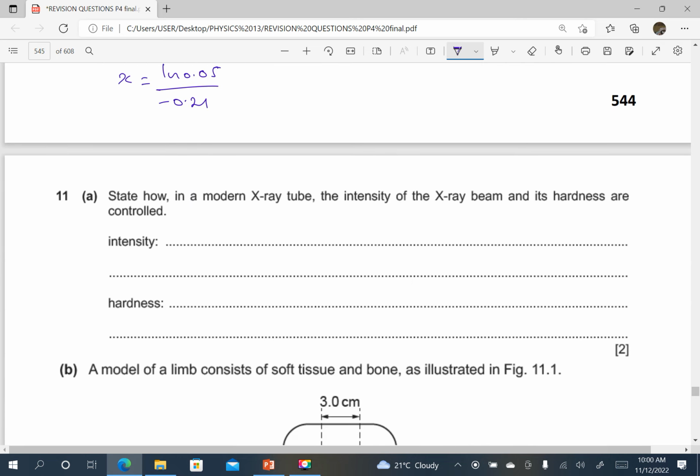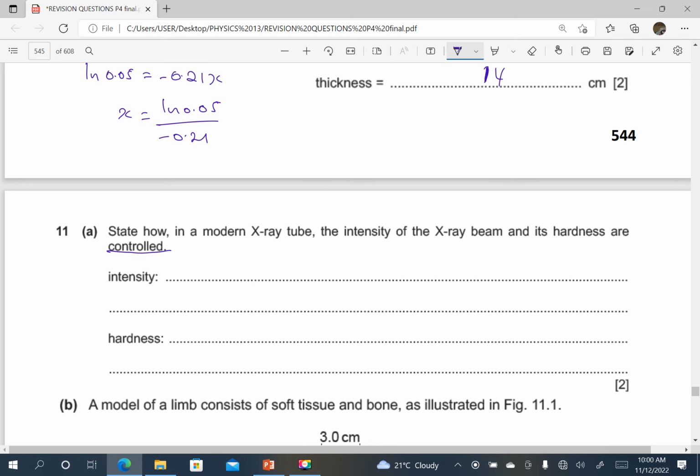State how in a modern X-ray tube the intensity of the X-ray beam and its hardness are controlled, not increased, not decreased. So to control the intensity, remember the intensity depends on the filament current or the tube current, or sometimes we call the cathode, the PD across the cathode filament. So we vary the filament current, or you can call it the PD across the cathode filament.